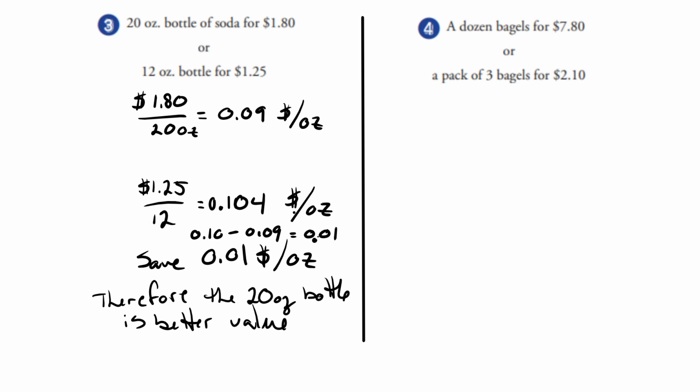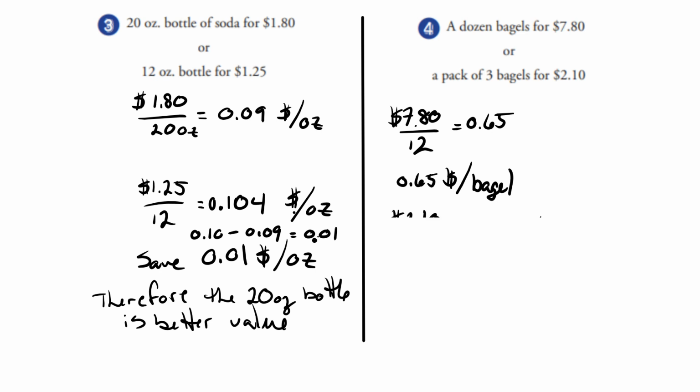Now let's tackle some bagels. A dozen bagels costs us $7.80. A 3-pack costs us $2.10. Again, we're going to use that unit rate to figure out which one is the better value. So it's $7.80. We want to figure out how many dollars per bagel. $7.80 for 12 bagels. We put dollars on top, bagels on bottom, and we end up with 65 cents. So that's 65 cents or $0.65 per bagel.